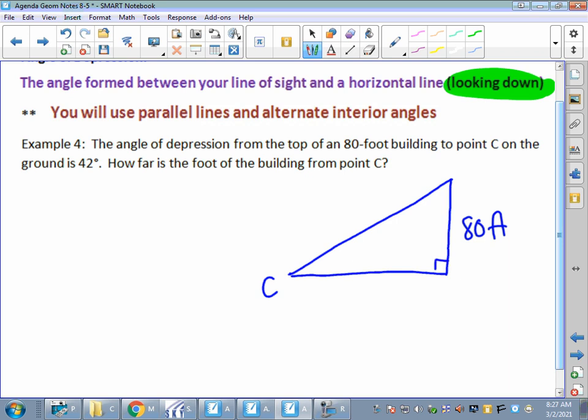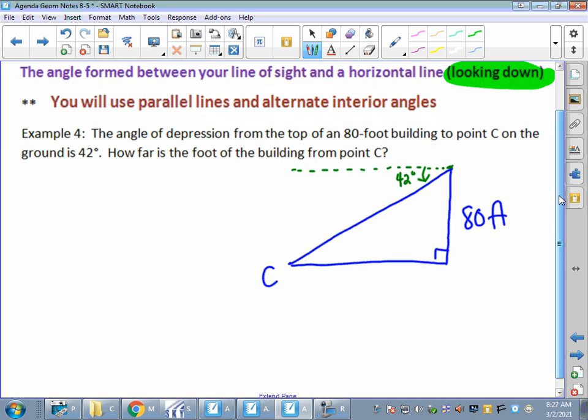I know I'm going to have a right triangle in here. Here's the tricky part. The angle of depression is when I'm at the top of this building looking down. So I use a horizontal line. This, looking down, is 42 degrees. Angles of depression, you have to really be watching.